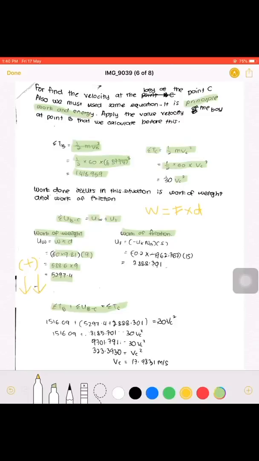After that, we calculate the work of friction. Firstly, we must find the force of friction: coefficient of friction times the normal force at point B, then times the displacement the ball travels from B to C, S, which is 15 meter. Here we have two unknowns: the work of friction and the normal force at point B. So firstly, we must find the normal force at point B to get the work of friction.